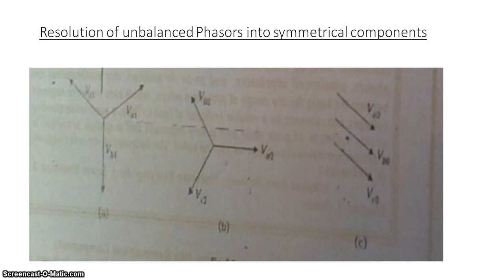The negative sequence components VA2, VB2 and VC2, as shown in figure 3.2b, constituting a three-phase system, are equal in magnitude, symmetrically displaced by 120 degrees, and have the sequence ACB, opposite to that of the original phasors.